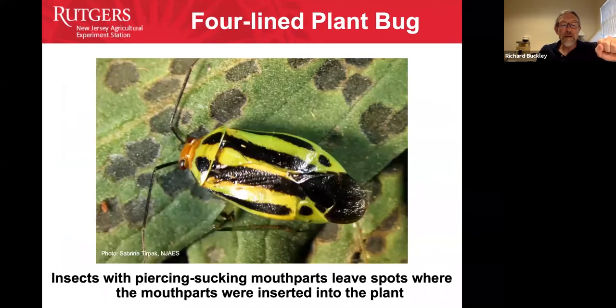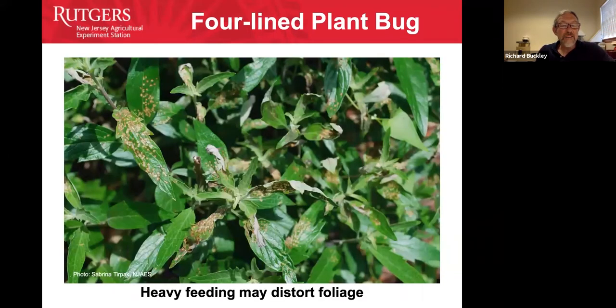So here's your four-lined plant bug, and I use it as an example because the stipple is big. It jams that stylet into plant cells. Some of these insects regurgitate enzymes to help them put the stylet in. You may see some yellow spots. You may see some just brown spots. You get a lot of spots. You may see some distorted foliage, right? But again, that's all it does, stipple.